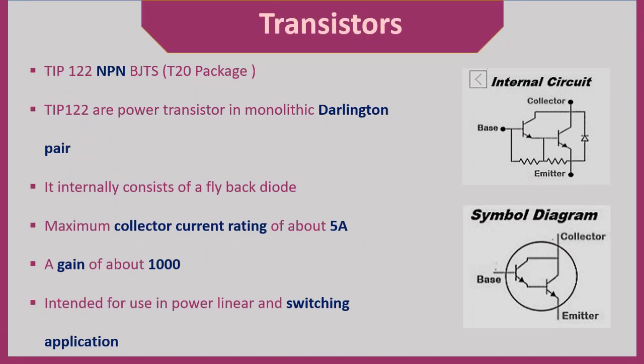The transistors that we use in our circuit are TIP and NPN BJTs in TO-220 packages. So TIP122 consists of a Darlington pair, and it internally includes a flyback diode for the safety of the BJT. Its maximum collector current rating is 5 ampere with a gain of about 1000, and it is used in switching applications and power linear applications.